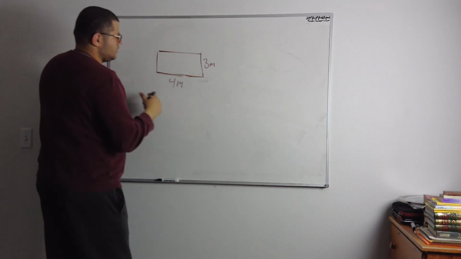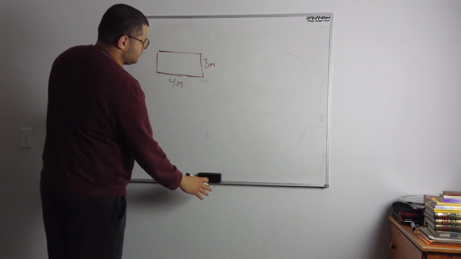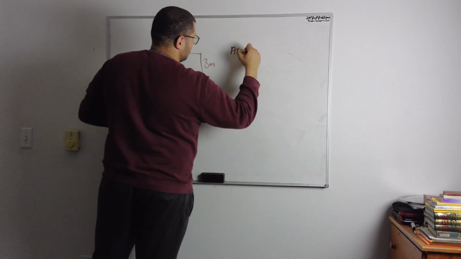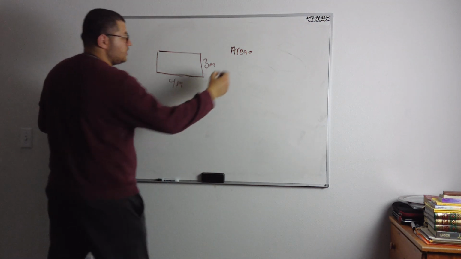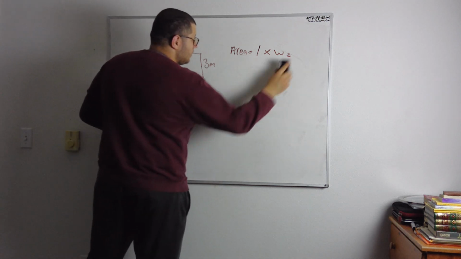There you go. Let's say the length of your field is 4 meters and the width of your field is 3 meters. How are you going to find the area? We said the area is what? Length times width. Awesome.